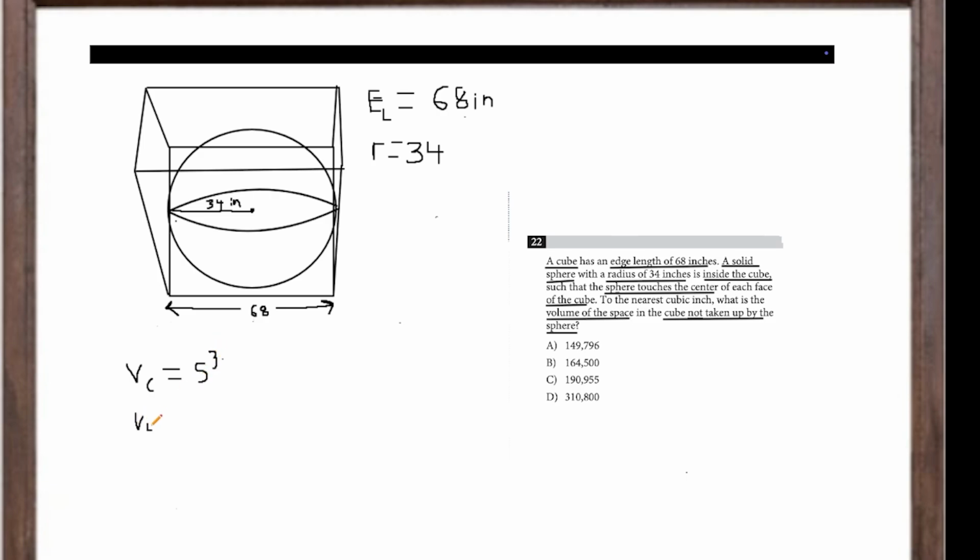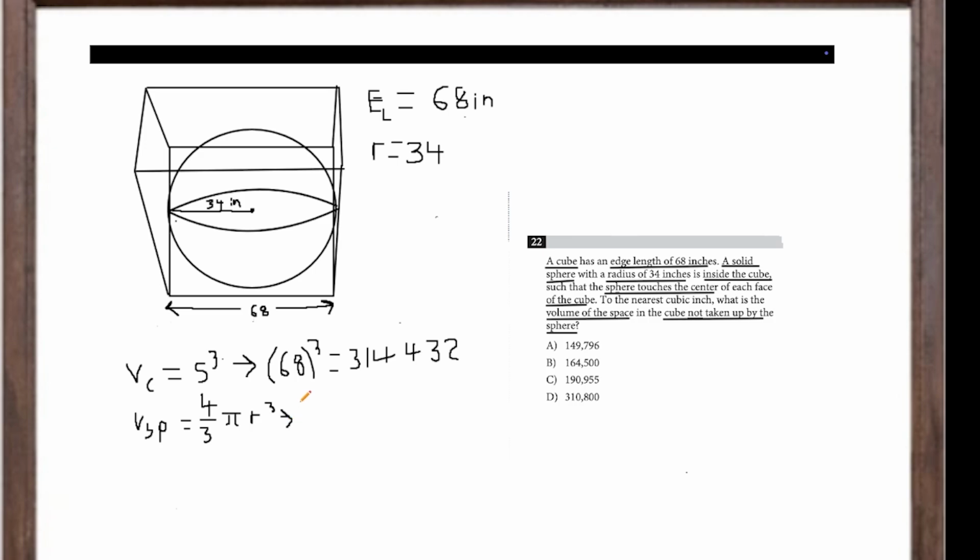I'm going to draw the volume of a cube, which is sides cubed. I'm going to draw the volume of a sphere, which is 4/3 pi r cubed. Now we're going to input our variables for edge length and radius into our equation. So the volume of a cube is equal to 60 cubed, which is equal to 314,432. So that's the volume of our cube. Now we have to find the volume of our sphere, so we're going to input r into our equation.